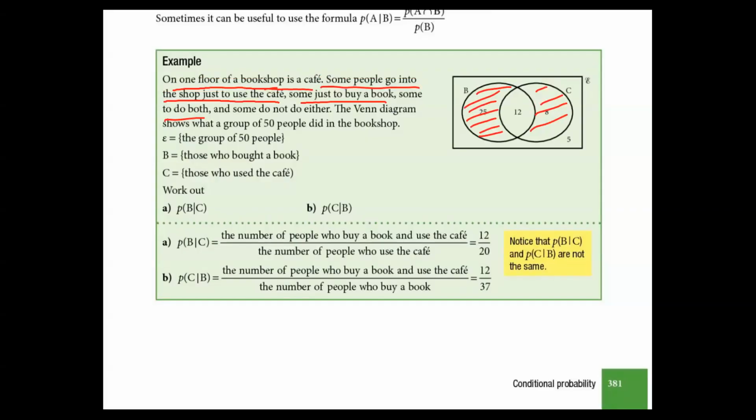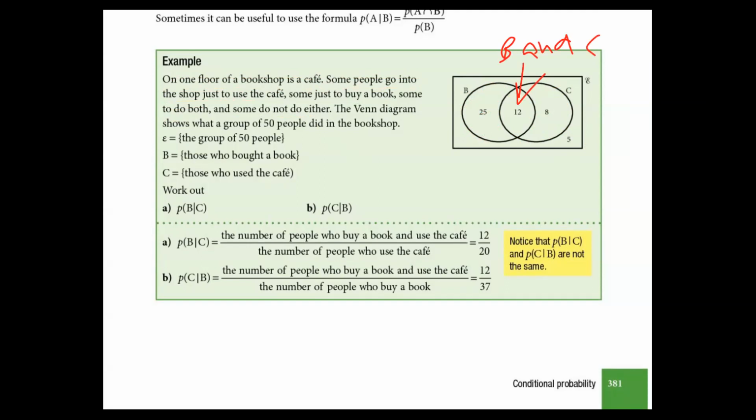Okay, let's start once again. He said some don't go to either; "neither" means outside. I repeat the whole story. This part is called only book, this is called only cafe, and this part is called book and cafe. And the outside is called neither.